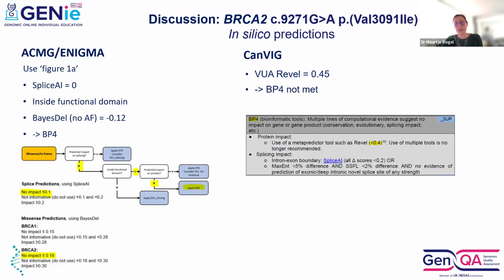When we look at the CAMFIC guideline, there the REVEL missense predictor is used, and the REVEL score is 0.45. And this is not low enough to use BP4. As you can see on the screenshot, when the REVEL score is below 0.4, you can apply BP4. So BP4 is not met using the CAMFIC guideline. Next slide, please.